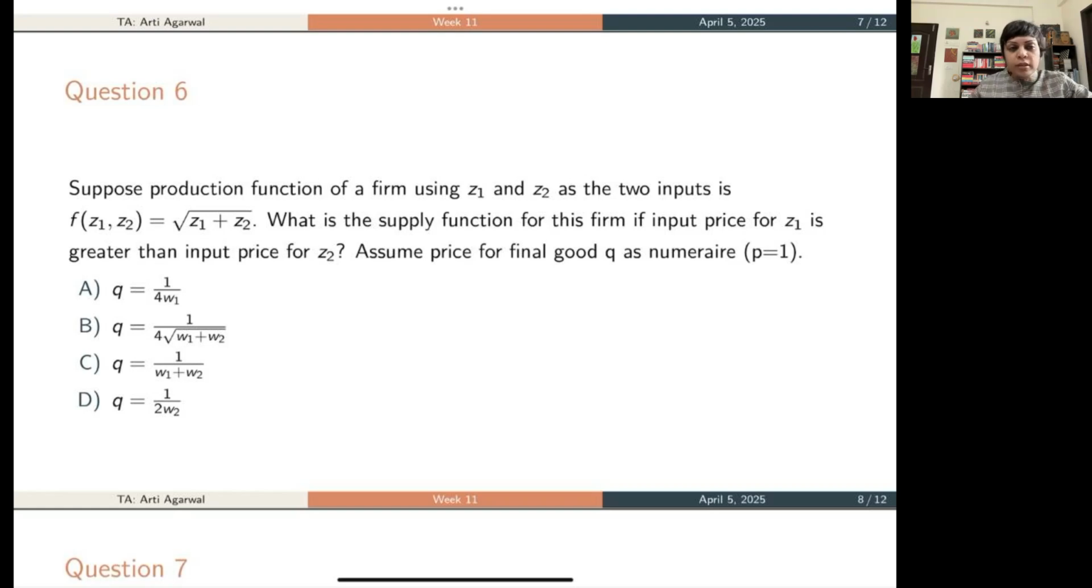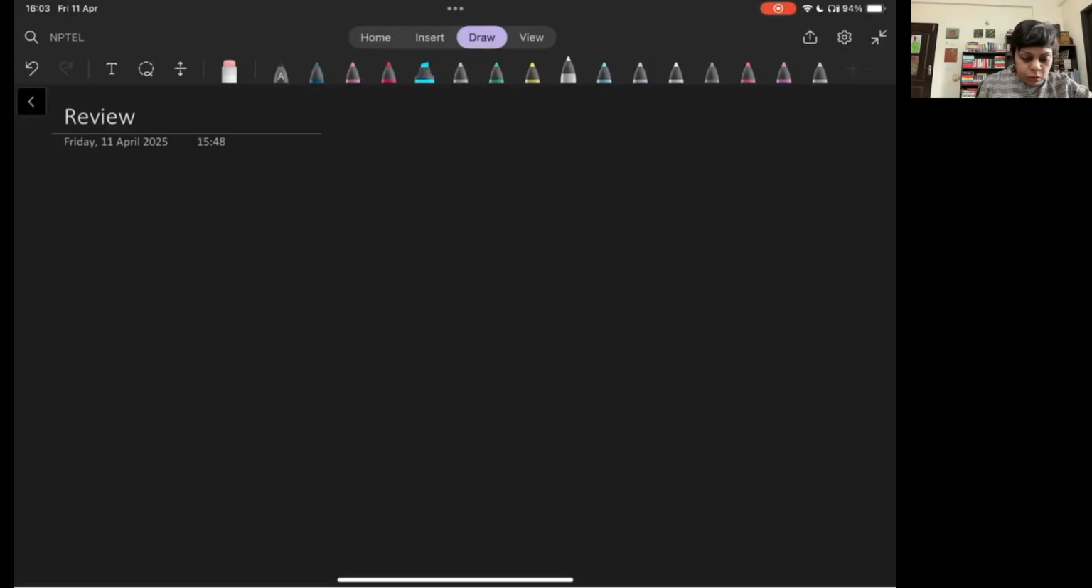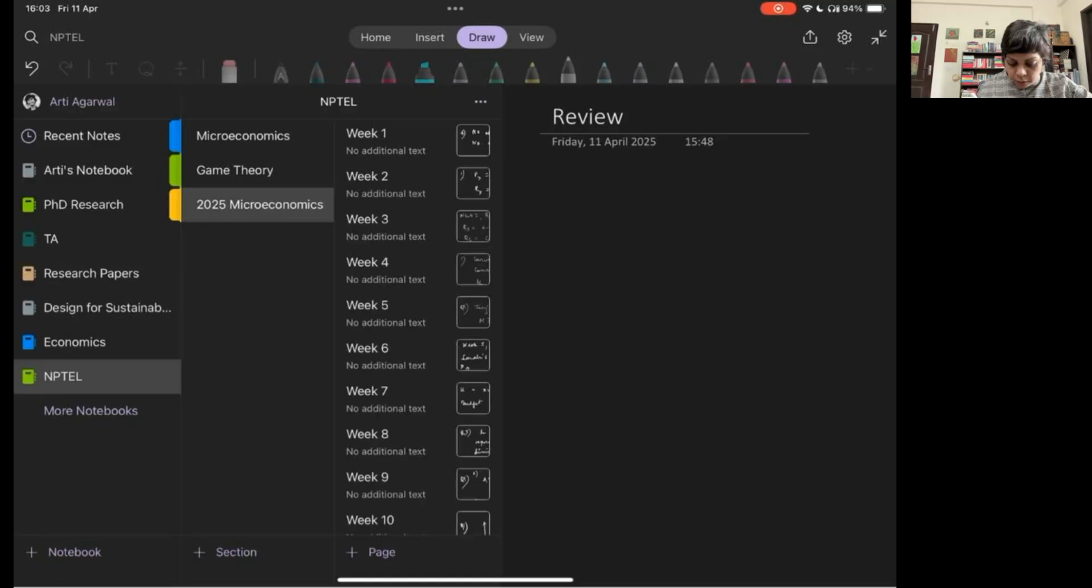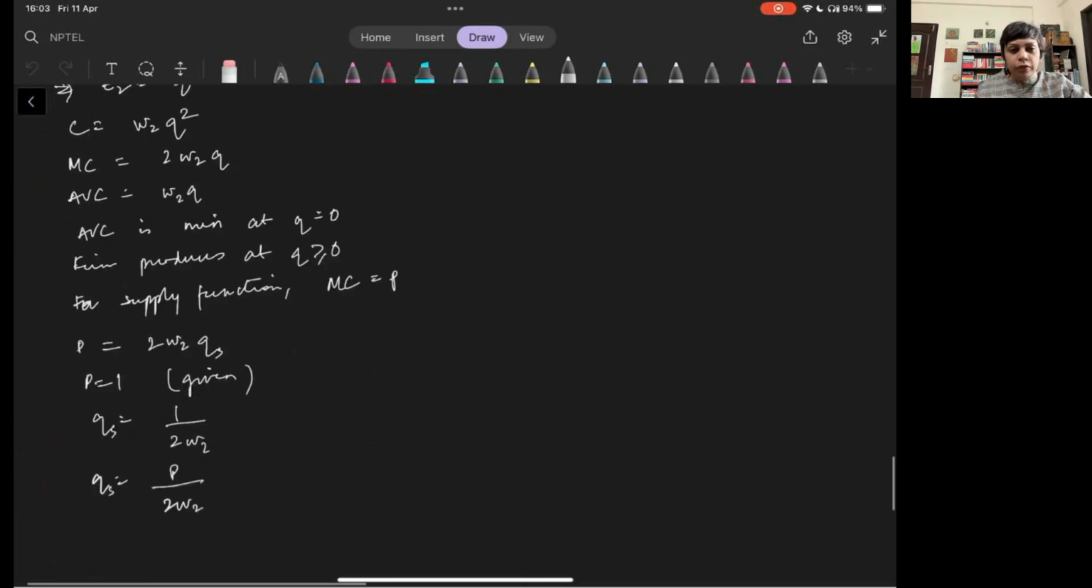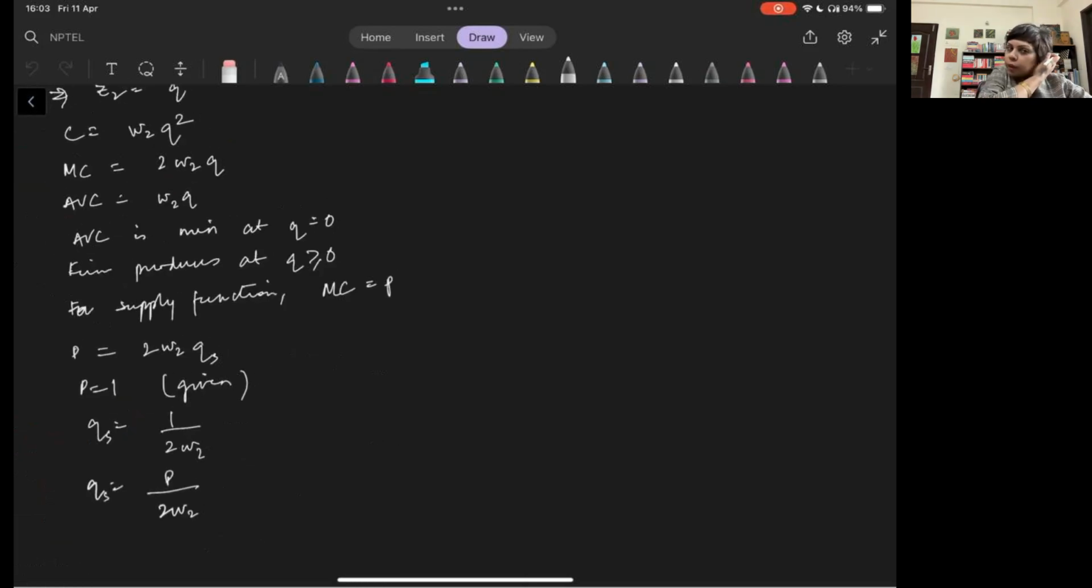So we found this function for the supply. Let's go back to that. Let me go back to week 11. Let's see what we found. So this is what we found in the previous class. We found the supply function by using simple logic.